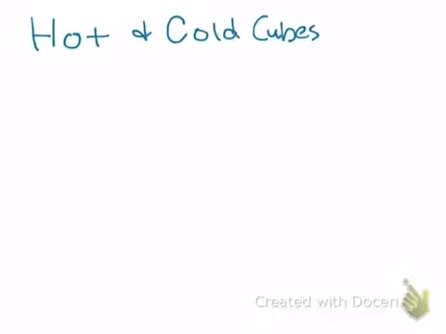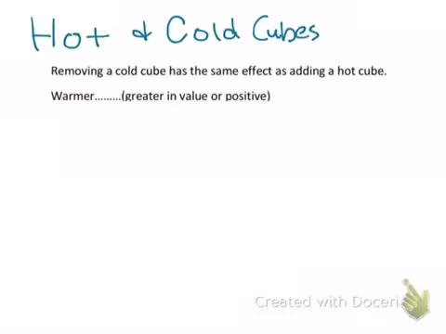Do you remember when we talked about hot and cold cubes in class? Cold cubes are like ice cubes. They cool down the temperature of the soup. Hot cubes work the opposite. They will warm the temperature of the soup. Colder, think of negative. Warmer, think of positive. Removing a cold cube, that would be like subtracting a negative, has the same effect as adding a hot cube, so adding a positive. So they're going to have the same effect because the soup gets warmer in both instances.